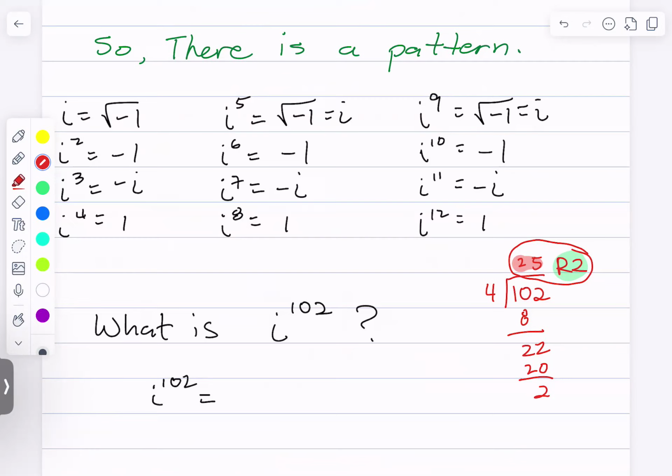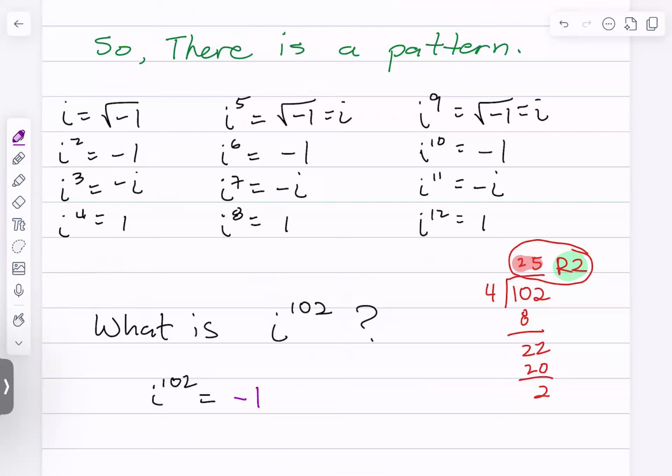So what value am I at if I stopped with a remainder of 2? Am I at i, am I at -1, negative i, or 1? I'm at -1. Okay, so this is actually equal to -1. Does that make sense?